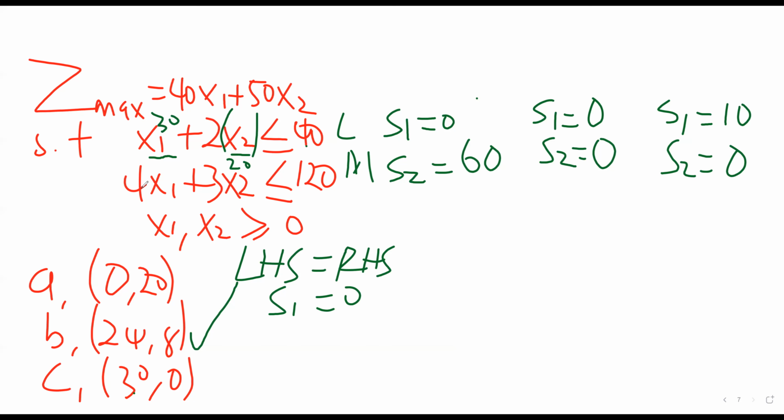But let's go to the second constraint. Again, you put the 30 in the first one here. So you have 4 times 30, because the X2 is 0. And 4 times 30 is what? It's 120. So you have 120 on the left-hand side, and you have 120 on the right-hand side. So the slack will be what? The slack will be 0. And that is why he said the slack is 0.